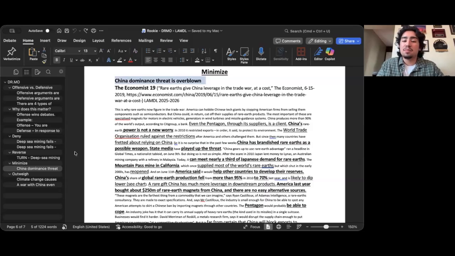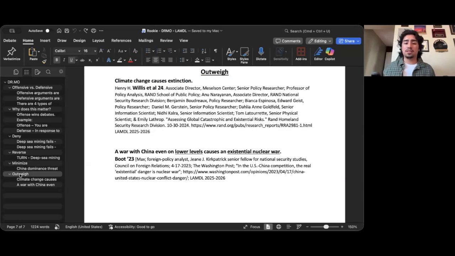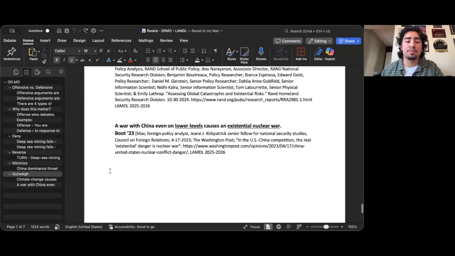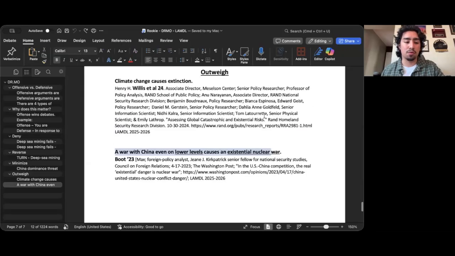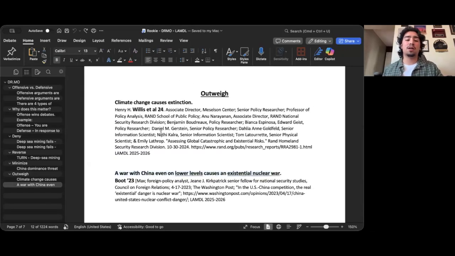So deny and minimize are defensive arguments, but R and O in the acronym DR.MO are offensive arguments. So the last one is outweigh. Outweigh just means your arguments come first. So, climate change causes extinction. This is a piece of evidence that you want to read if you are affirmative, for example, and trying to show that climate change is a much bigger impact than what the negative is saying. Or if you are reading a China impact, you would read this piece of evidence that says a war with China, even on lower levels, causes an existential nuclear war. You would use these pieces of evidence to explain why your impacts outweigh the other side. So it's a form of offensive argument because it tells the judge that even if the other side's arguments are true, our argument still comes first.